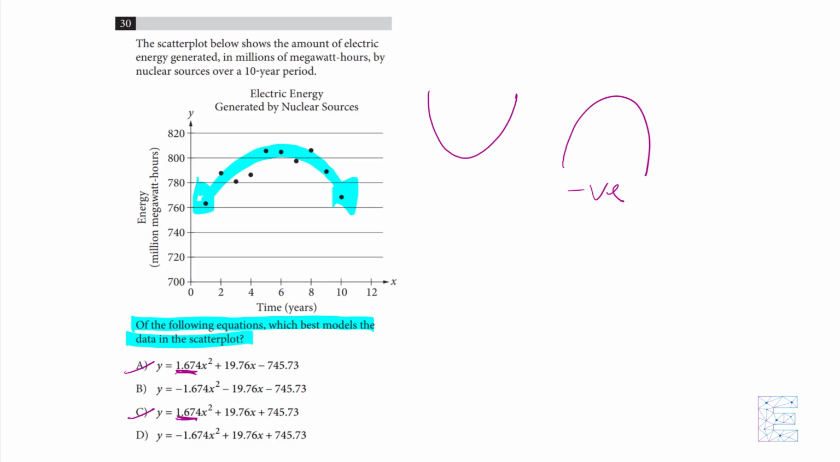Now, between B and D, the differences are, this number is negative 745.73. This is positive 745.73. So when you look at the parabola, you'll see that the y-intercept is a positive number, so it's got to be D. This is indicating that the y-intercept is a negative number, which is not the case, so D is the answer.